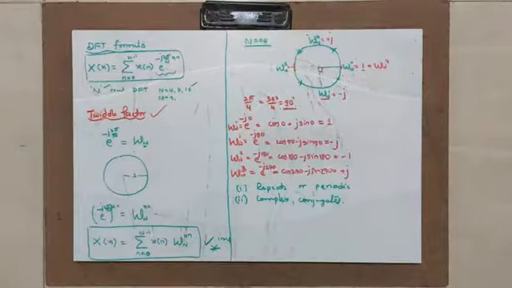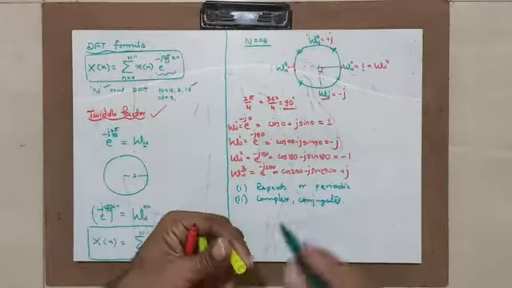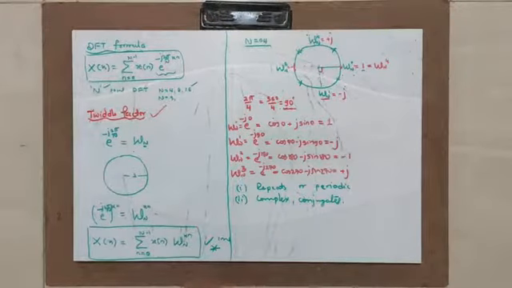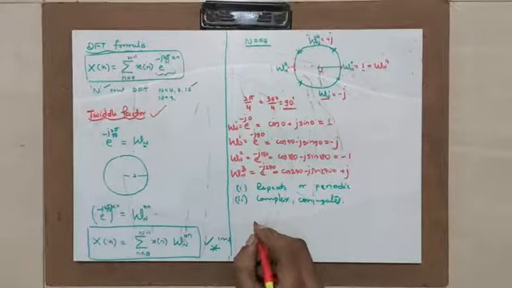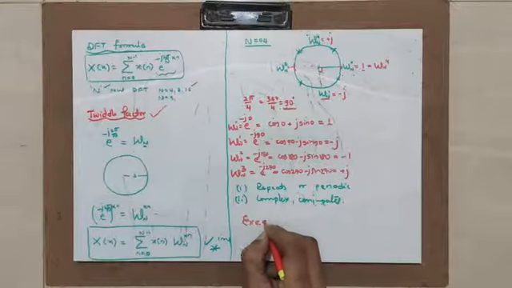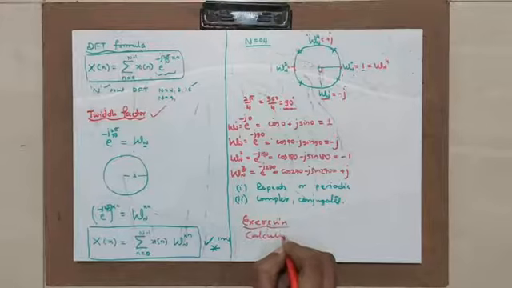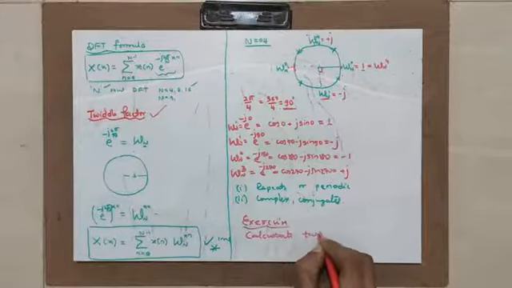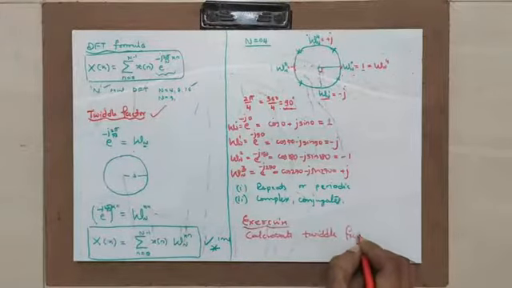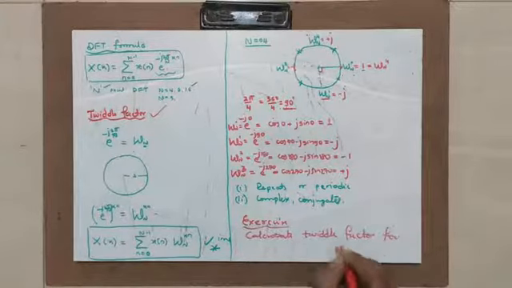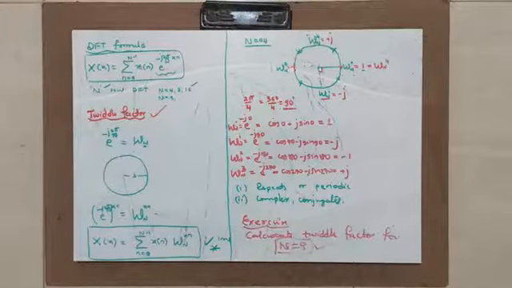While calculating the twiddle factor, I have found the twiddle factor for N equal to 4. Now what you have to do is an exercise. Calculate the twiddle factor for N equal to 8. Okay, N equal to 8. You have to calculate the twiddle factor. That is the exercise for you for today's class.